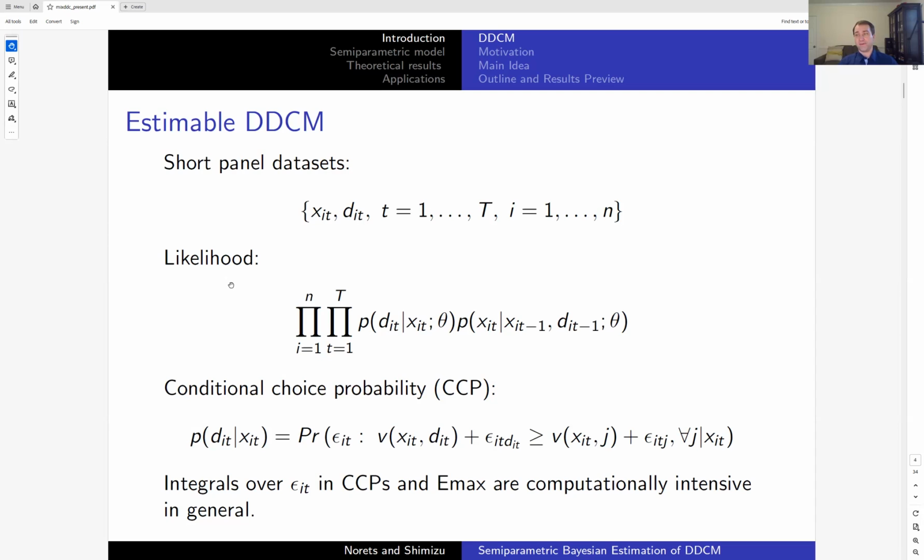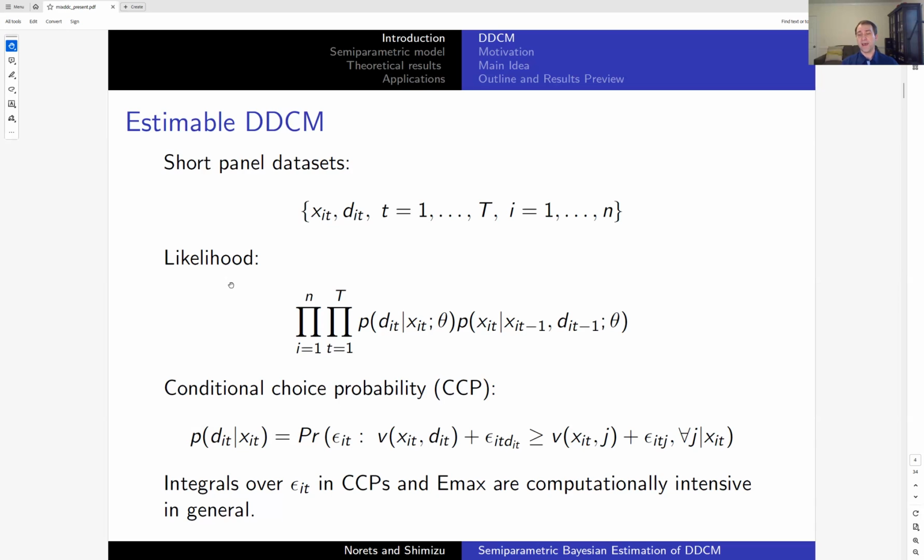So when we estimate these models, we usually have panel data where we observe the state variables and the agent's choices. The likelihood function will have this simple form where we have the so-called conditional choice probability. We see a choice, and conditional on the state variables, it's simply going to be the probability that the value v of this optimal alternative plus the corresponding epsilon shock is greater than the value and epsilon shocks for all other alternatives.